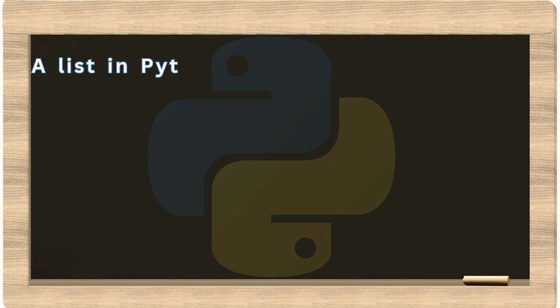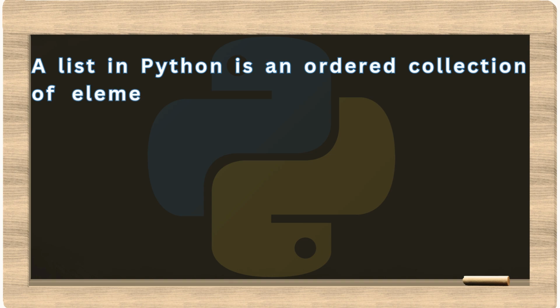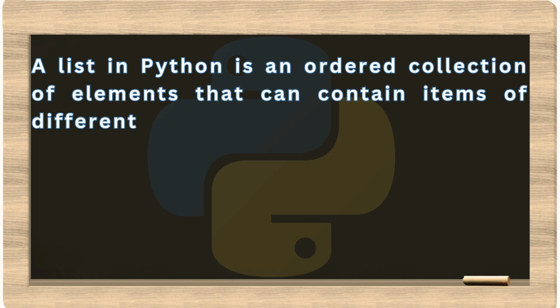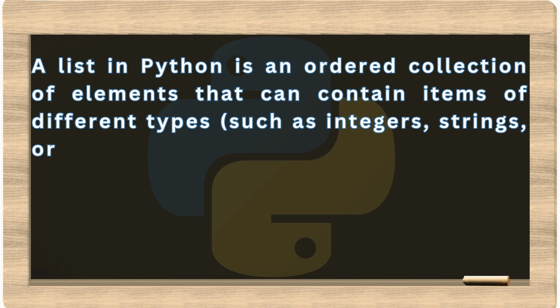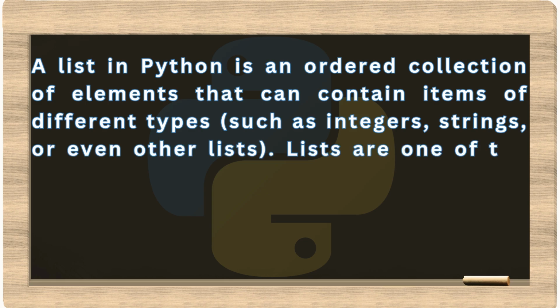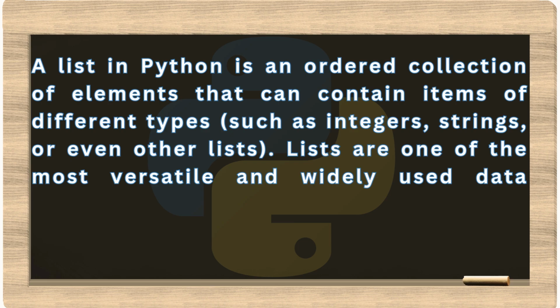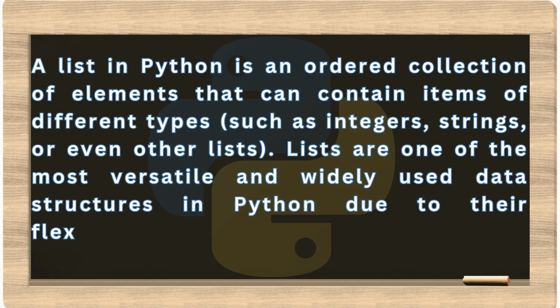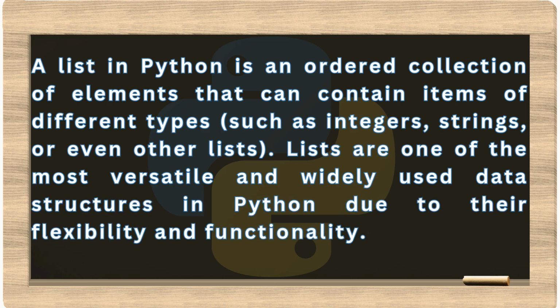A list in Python is an ordered collection of elements that can contain items of different types, such as integers, strings, or even other lists. Lists are one of the most versatile and widely used data structures in Python due to their flexibility and functionality.